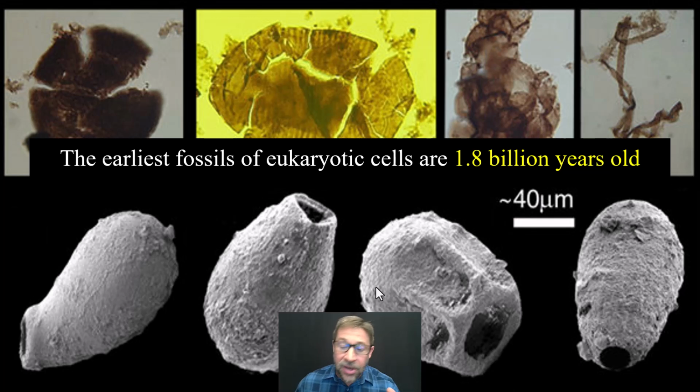Recall that prokaryotic cells are only about 1 to 5 microns in diameter. These fossils are relative behemoths at 40 microns. They're 8 to 40 times larger than those tiny bacterial or archaea cells. What technique do we use to estimate the age of these rocks within which we find these fossils? Radiometric dating. You remember that.